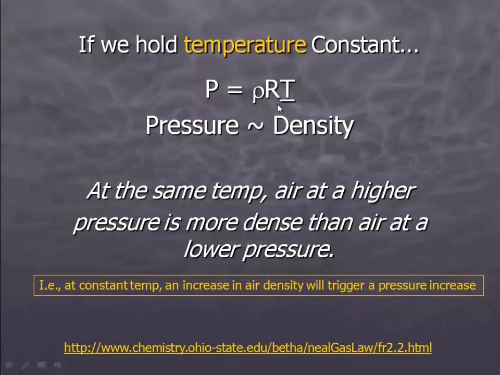Okay. If you were to write this out in literal English, it would look something like this. At the same temperature, because we're holding temperature constant, air at a higher pressure, increase the P, must be more dense than air at a lower pressure. Right? So if we increase the pressure, we must increase the density. That's all we're basically saying here. If you hold temperature constant, there's a proportional or direct relationship between pressure and density. Okay? So in a little bit simpler terms down here in the yellow, at a constant temperature, an increase in air density will trigger an increase in pressure. Okay, pretty straightforward so far.